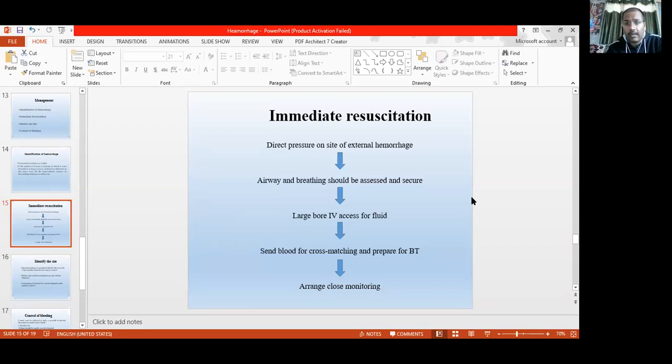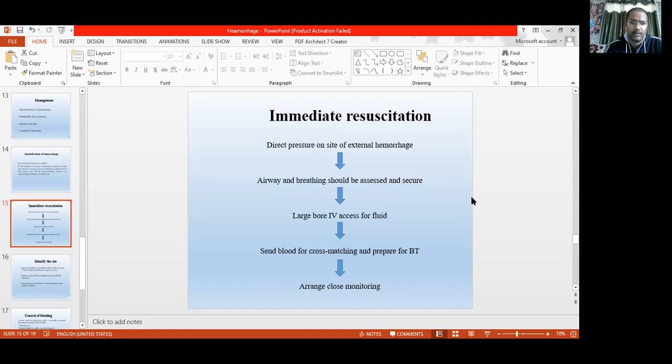You can have more time to transport your patient to the hospital, and the resuscitation process starts with that pressure only. You are going to stop that bleeding by direct pressure at the site of external hemorrhage. Along with this you have to secure the ABC. What is ABC in an emergency? Airway, breathing, and circulation. Along with direct pressure at the site of bleeding, you have to secure the ABC of the patient.